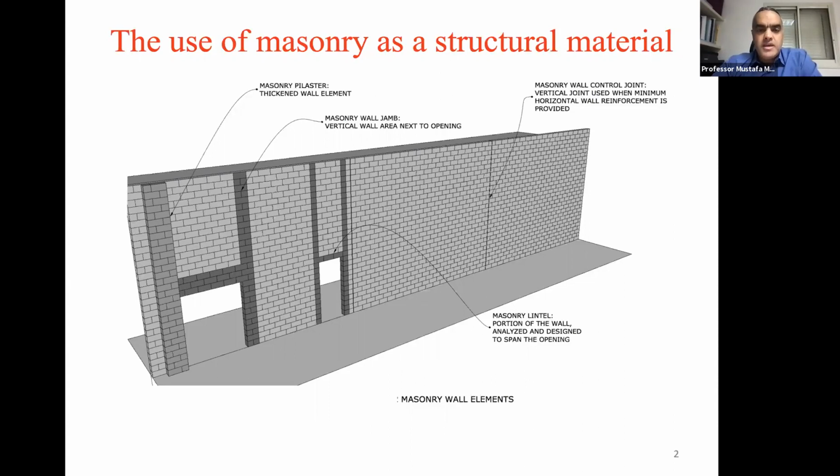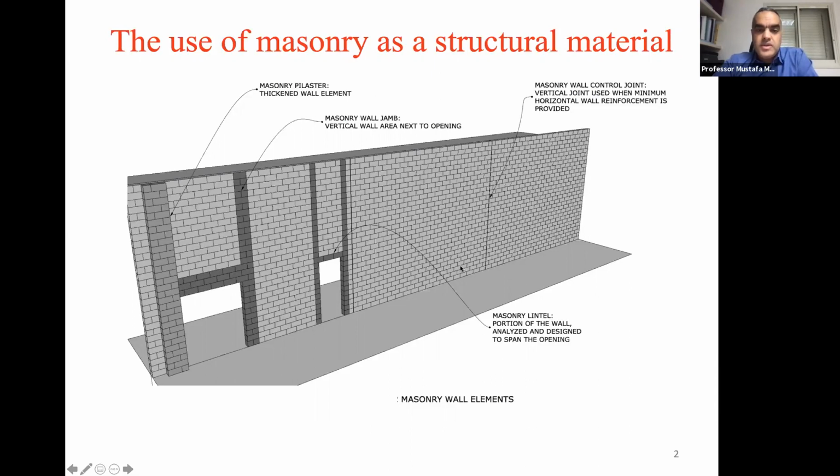Okay, so looking at this figure here, we have masonry elements. As you can see, they're all part of the wall. We have masonry lintels, which is typically over an opening. We have masonry wall jamb, which is a vertical element adjacent to an opening. We have masonry pilaster, which is like a column, but it's an integrated part of the wall. And we have a masonry control joint, to allow movements within the wall.